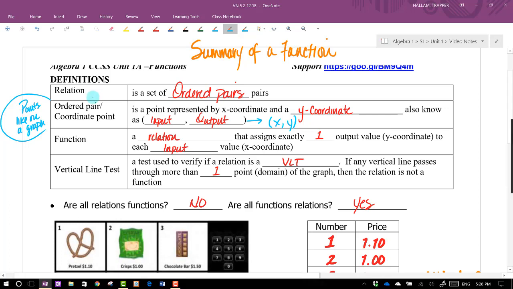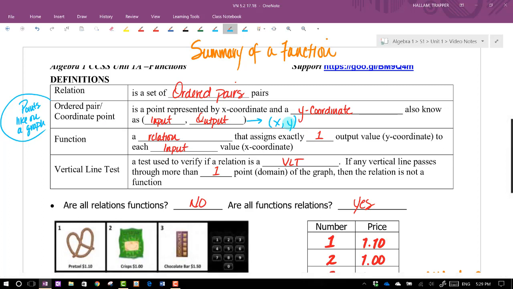So we did say in the last video that a relation was a pattern. So here's a more official definition. It's a set of ordered pairs. Remember, ordered pairs kind of come in a pattern. An ordered pair, then, just to remind you, is a point represented by an x-coordinate and a y-coordinate. We know them as inputs right now, buttons, and outputs, which is snacks, but we're more familiar with them as x and y from previous classes. Again, we've got to know those relationships there.